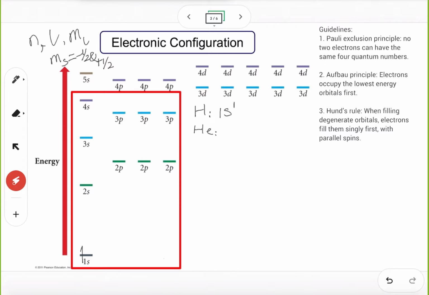Well, according to the Aufbau principle, electrons occupy the lowest energy orbital first. So since the 1s orbital has 1 more empty spot, the second electron is going to be on the 1s orbital.